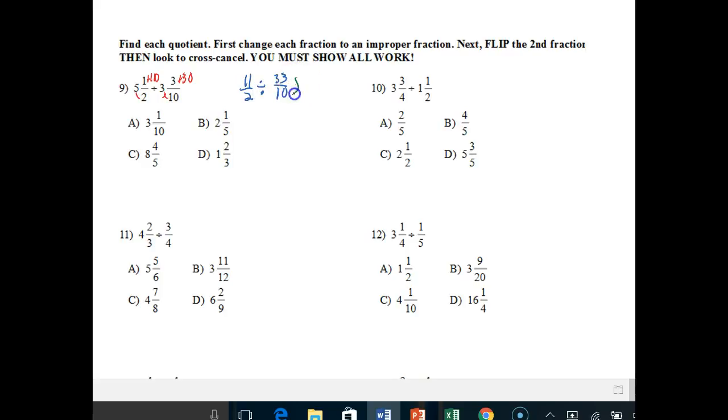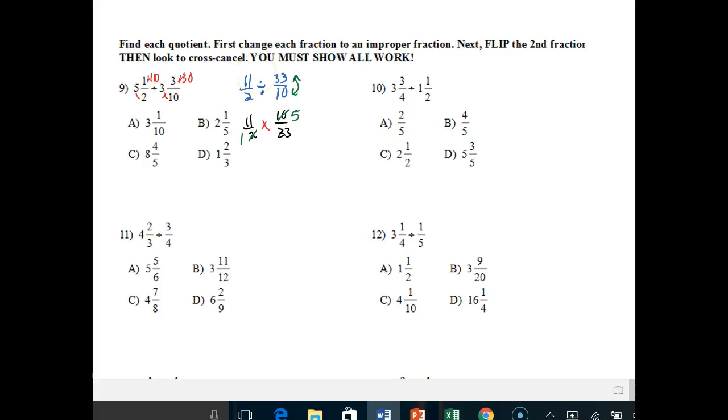We now need to flip right there. So our new fraction after we do that is 11 over 2, change the division sign to times 10 over 33. Now we can cross cancel. 2 and 10, I can divide them both by 2. So I get 2 divided by 2 is 1, sorry, 10 divided by 2 is 5.